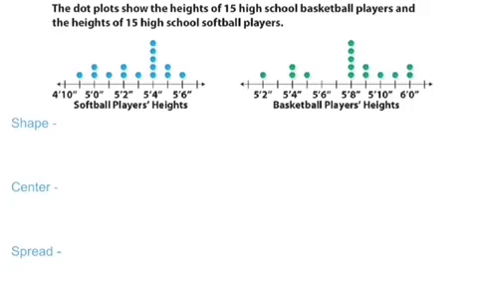It says the dot plot shows the heights of 15 high school basketball players and the height of 15 high school softball players. So softball is right here, basketball is right here, and let's talk about the shape first. Remember, the shape is going to be how the data is arranged. Well, initially to me they look kind of similar, really. They're not totally different, but one thing sticks out. If you look at the heights right over here, actually our data is a little bit different.